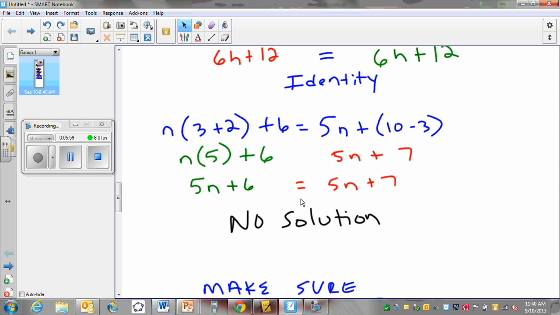There is no solution because whatever this number is, it will be one number higher on this side than it is this side. There is no solution to where it is equal. You could also figure it out if I subtracted 5n from this side and subtracted 5n from this side, the variable disappears and all I have is 6 equals 7, which is not true. So it is no solution.